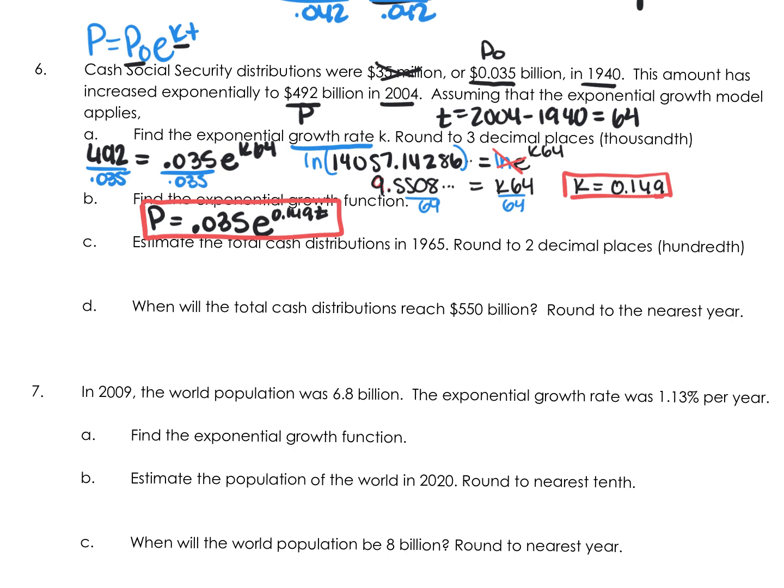So we'll estimate the total cash distributions in 1965. So the total cash distributions is the ending amount, P. That's what we're looking for. And we need to know what to plug in for t. Well, for 1965, we're looking for the years since the beginning. So remember, 1940 was the beginning. So we're going to do 1965 minus 1940, and that will give us 25 years. So 25 years since we started. So we'll plug that in for t.